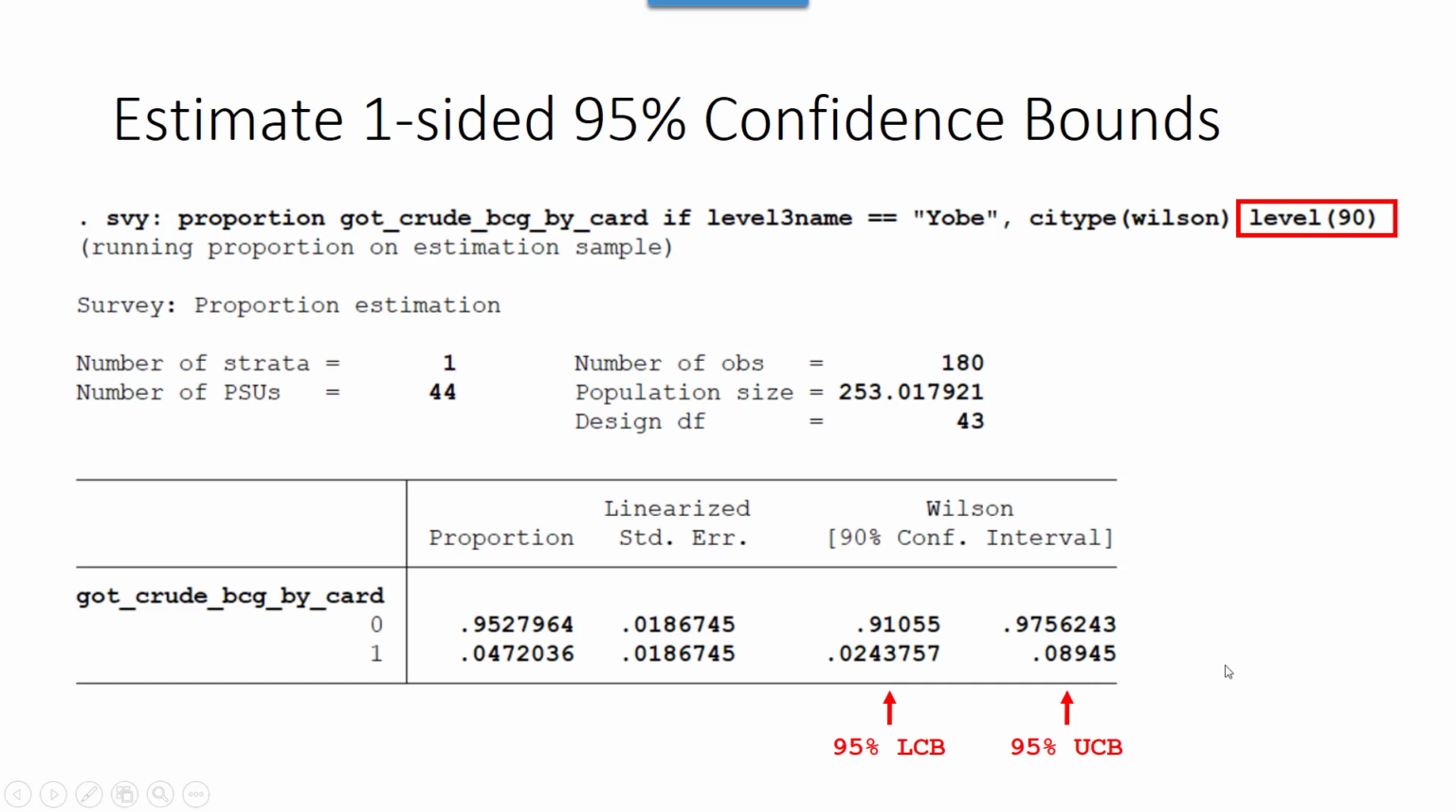It goes from 2.4% is the lower bound, and 8.9% is the upper bound. And these are the limits or the bounds that we would use if we were classifying coverage, as we've talked about before, and we'll talk about again in a future video.